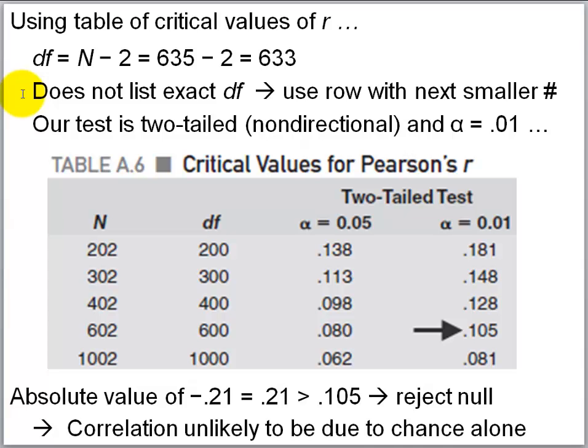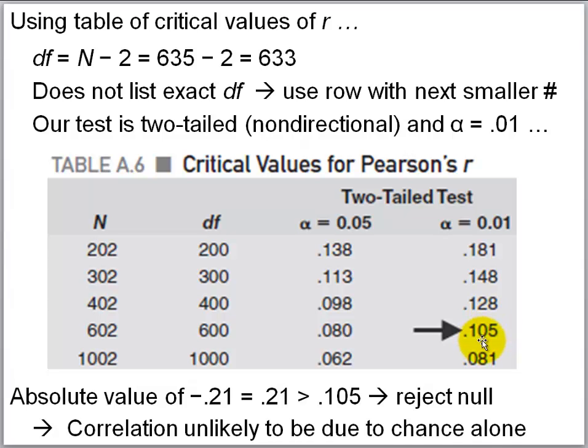So we have 633 degrees of freedom. The row with the closest smaller number is the row here with 602 degrees of freedom, a sample size of 602 and 600 degrees of freedom. So we are using the 0.01 level. In other words, we have set alpha to 0.01. Here is the critical value of r in the table.